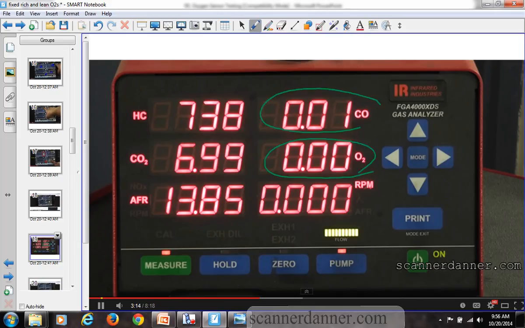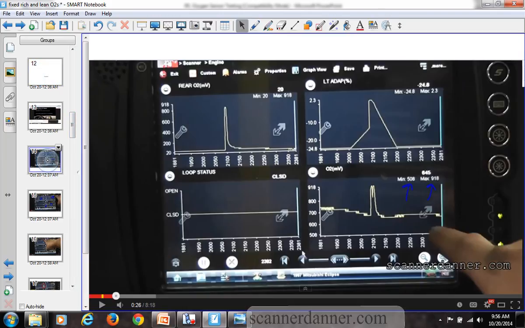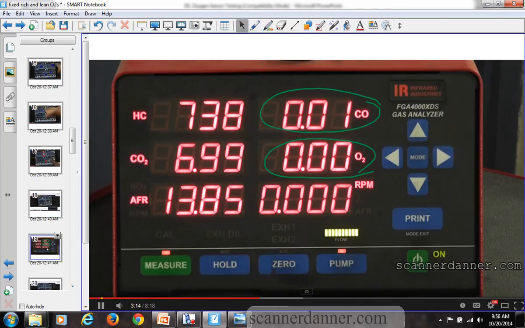But what's this 0% CO telling me? If my mixture is rich, right, that's where we started. What's the case study? Fixed rich O2, what do we have? We had fault codes. I didn't show the codes on this. Negative 24% fuel trim. Is the engine actually rich? It failed the gas pedal test, and it failed this one, telling me I don't have a rich condition. Is this a good sensor or not? It is not a good sensor.